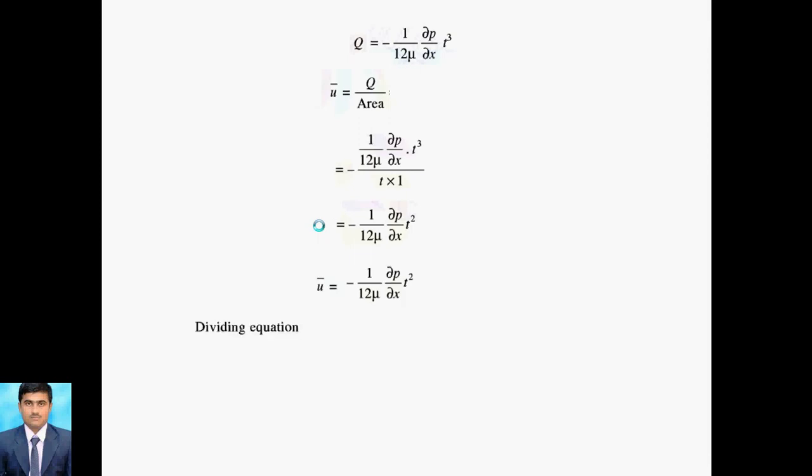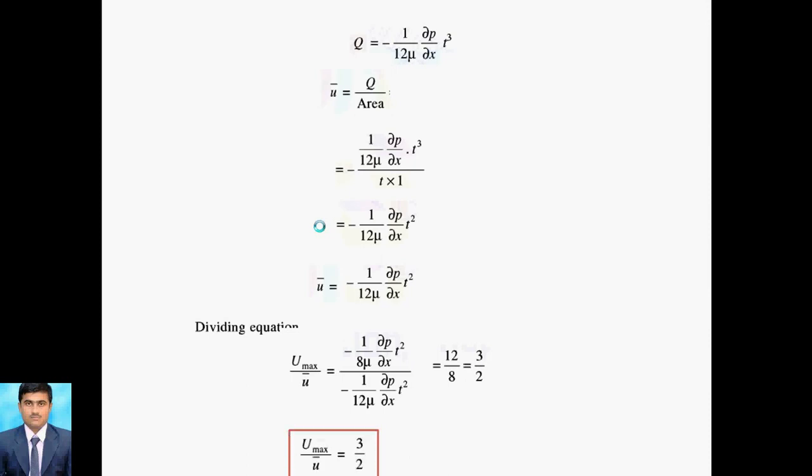Now dividing these equations, u max and u bar. We already calculated u max, the maximum velocity, as minus 1 upon 8 mu dou p by dou x into t square. For u bar, the average velocity, it is minus 1 upon 12 mu dou p by dou x into t square. After cancellation of common terms, only 12 by 8 remains, that means 3 by 2. So the ratio of maximum velocity to average velocity is equal to 3 by 2.